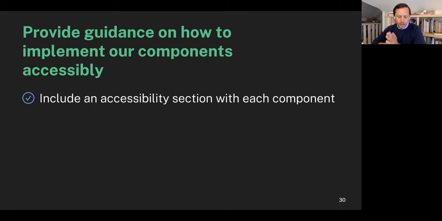Slide 30. So we're providing guidance on how to implement those components accessibly. As I'd mentioned, an important part of any component's page is the accessibility section, which outlines what we're doing in that component, usually with regards to something like ARIA, to help the component be more accessible, and what you might have to consider or change as you put this component into production or as you put it into a layout.